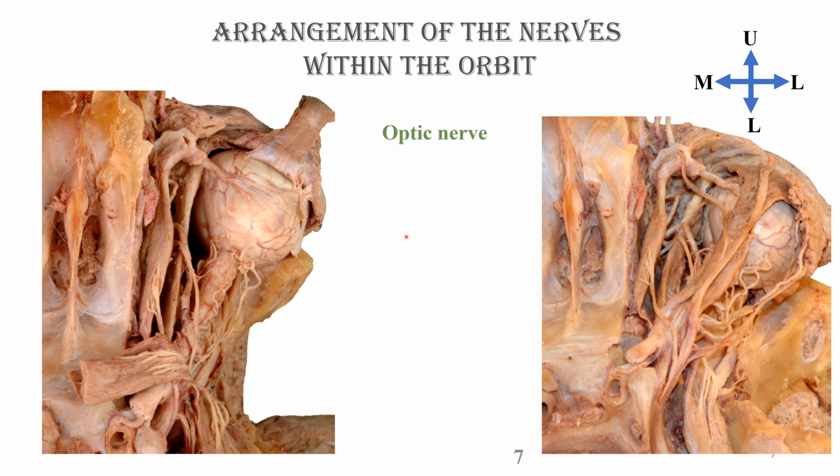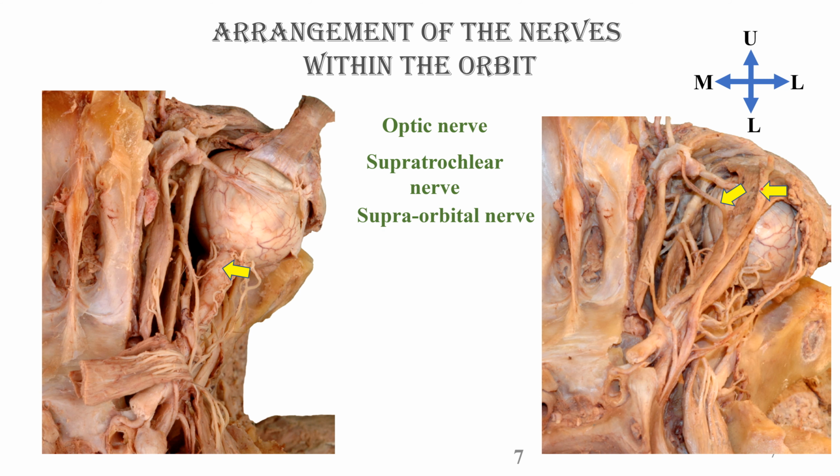To continue, that is the optic nerve here, that is the supratrochlear, and that is the supraorbital, that is the frontal here. The short ciliary, which comes from the ciliary ganglion going to the eyeball here, to the muscles, and this is the trochlear nerve, which supplies the superior oblique, that is the trochlear here.